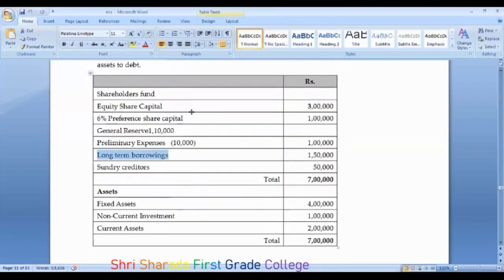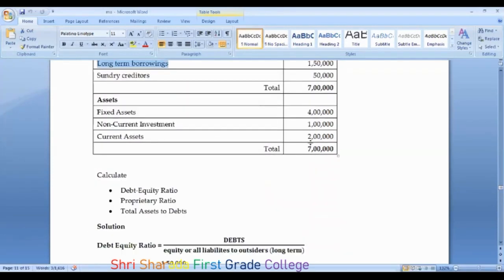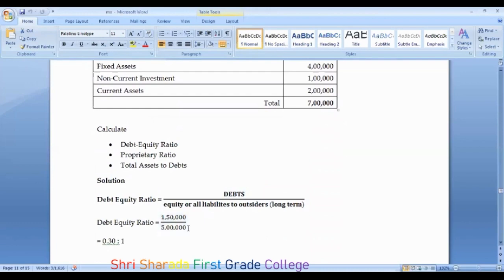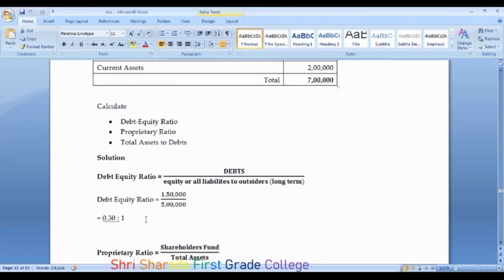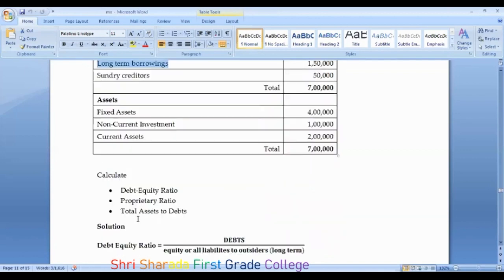3 lakhs, so equity share capital is taken. 6% share capital is taken, as well as general reserve, which they have already deducted and given you as 1 lakh. So 3, 4, 5. So 5 lakh will be the equity or long liabilities to outsiders. This gives you the debt equity ratio as 0.30:1. So the debt equity ratio goes this way.